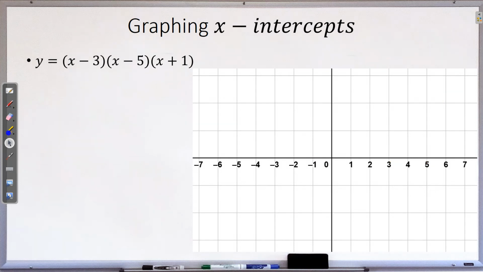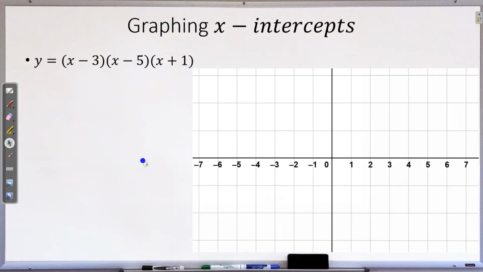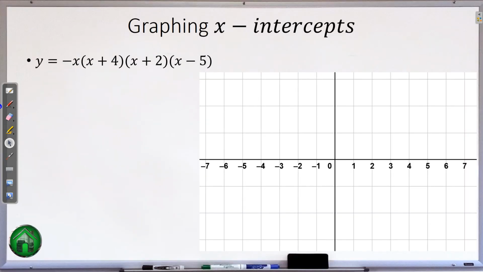All right, let's try one more here to see how this goes. First, we're going to be putting in our x-intercepts. This first one is what throws people off sometimes, even though it's the easiest: 0. If that x is 0, that gives us a 0. So we are going to go through the origin. From this one, we get -4. From this one, we get -2. And from this one, +5.